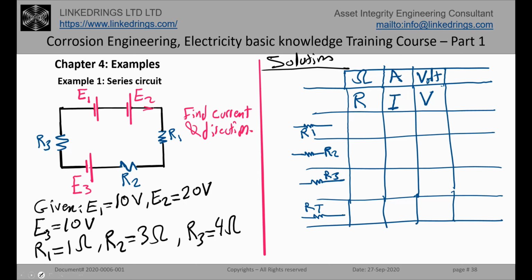Okay, what we know here, we are going to put. What is the information available? The resistance values. So R1 is 1 ohm, R2 is 3, and R3 is 4 ohms. Then they are connected in series, so I know now R total. R total, how much? The summation. 1 plus 3 plus 4 is 8 ohms.